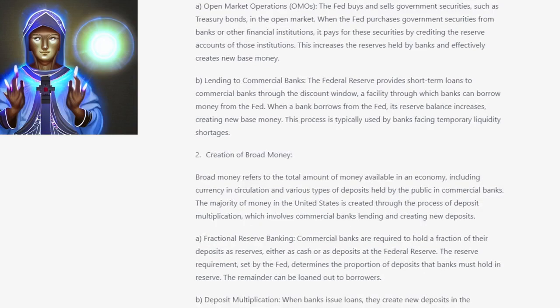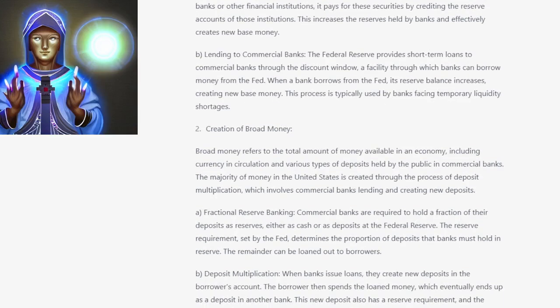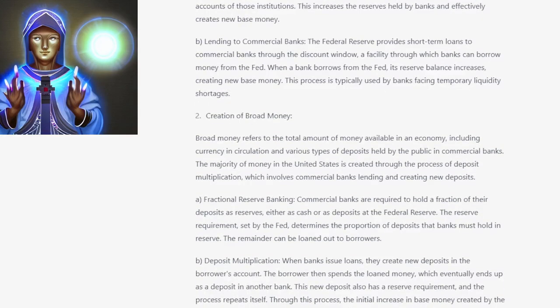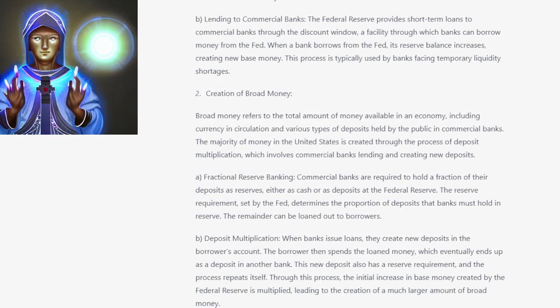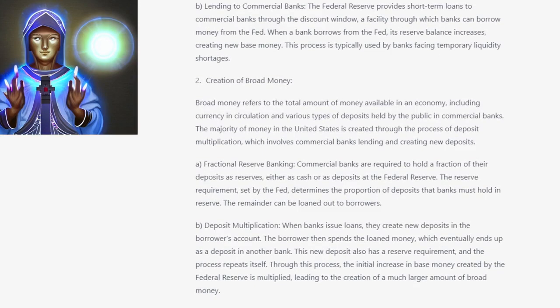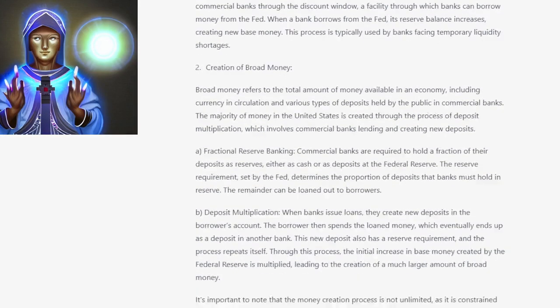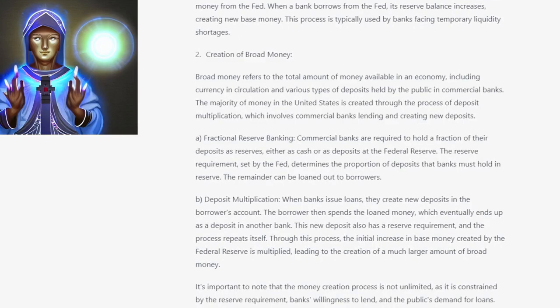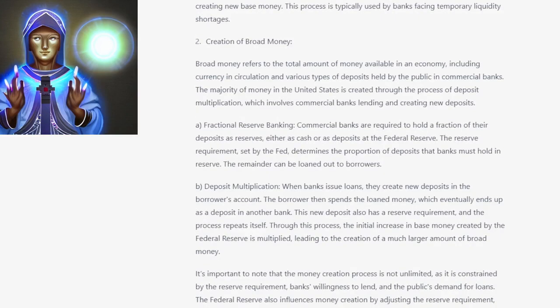Lending to commercial banks. The Federal Reserve provides short-term loans to commercial banks through the discount window, a facility through which banks can borrow money from the Fed. When a bank borrows from the Fed, its reserve balance increases, creating new base money. This process is typically used by banks facing temporary liquidity shortages.